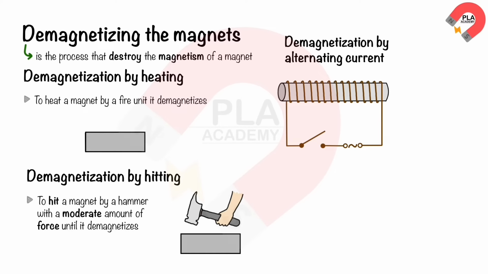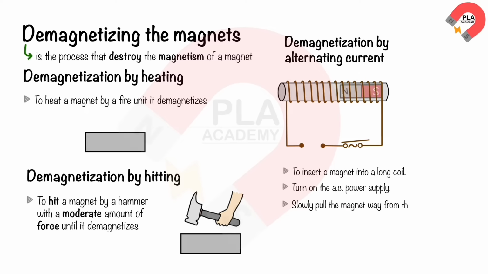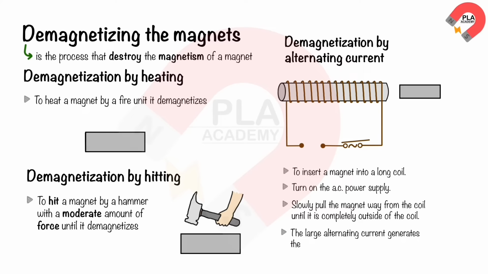Demagnetisation by alternating current: insert a magnet into a long coil. Turn on the AC power supply. Slowly pull the magnet away from the coil until it is completely outside of the coil. The large alternating current generates a changing magnetic field to demagnetize the magnet. Don't keep the magnet in the coil, because it cannot be completely demagnetized.